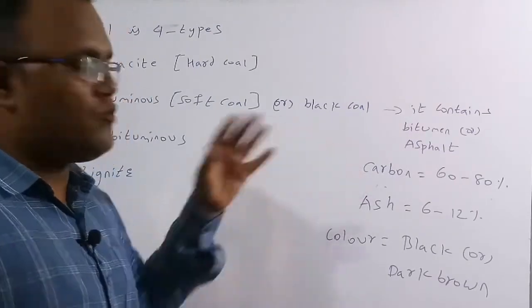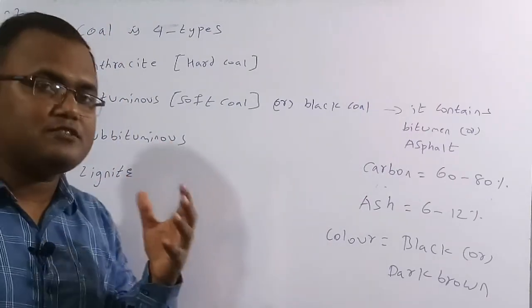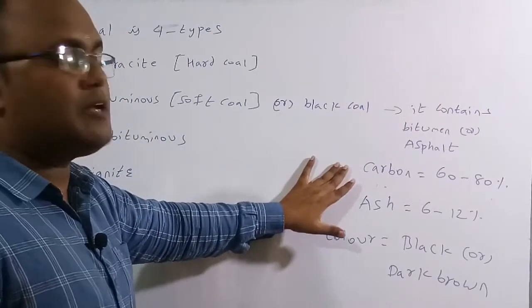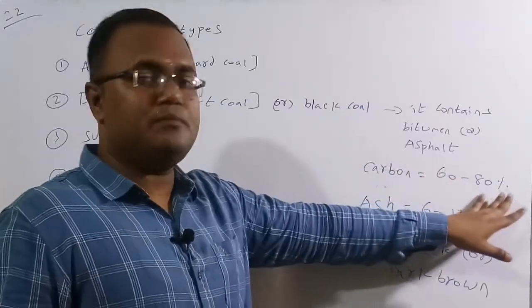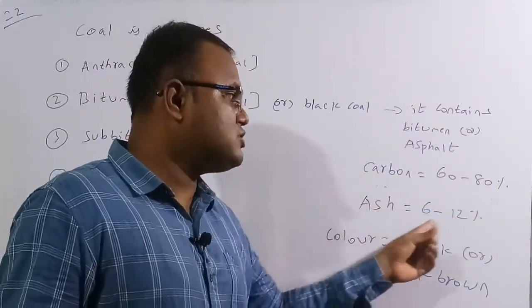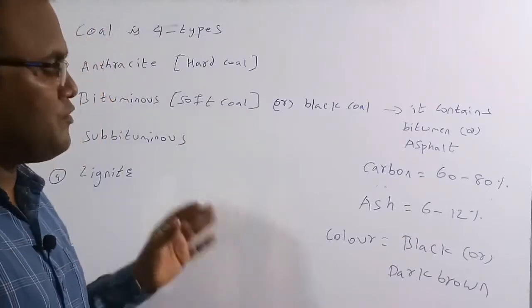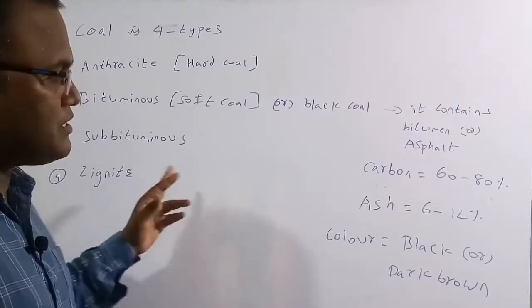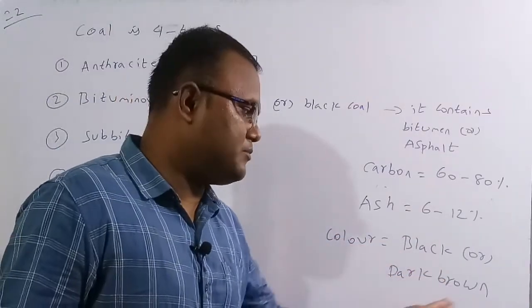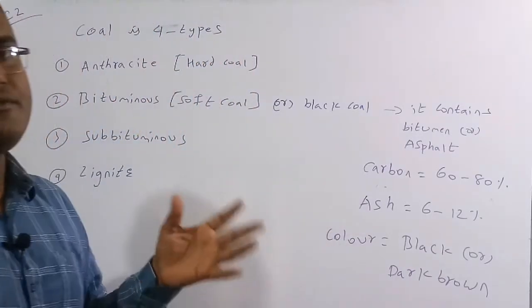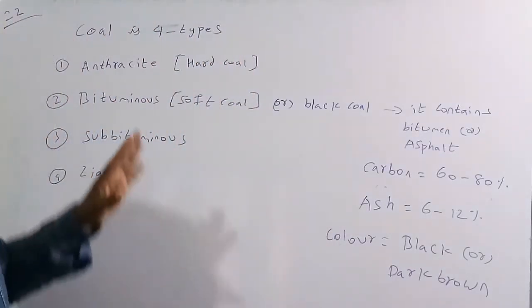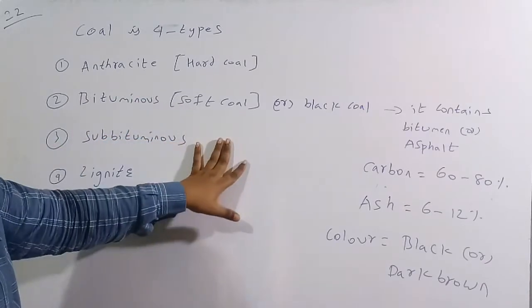If you want to know the composition of this bituminous coal, it has a carbon percentage of around 60 to 80%, and the ash is around 6 to 12%. And if you want to know the color of this bituminous coal, it is either black or dark brown. These are some of the important features and facts of bituminous coal. Basically, bituminous is called a soft coal and is also black in color. Now we are going to solve the 23rd question.